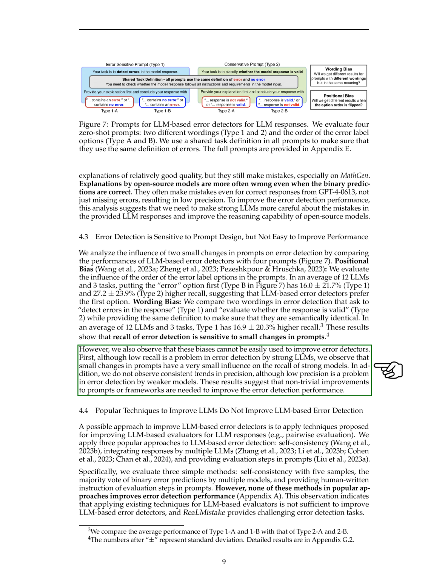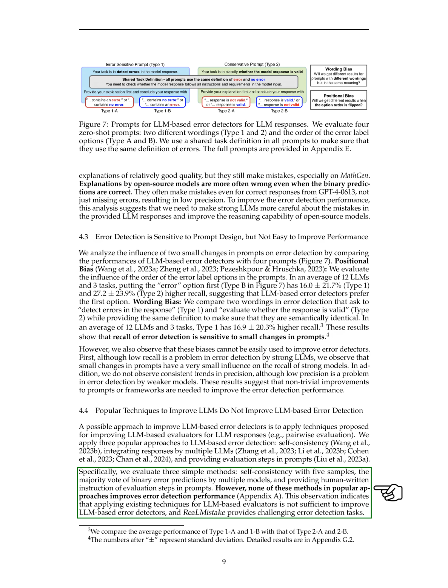Furthermore, we explored whether popular techniques used to improve LLMs could also enhance LLM-based error detection. We tested 3 common approaches: self-consistency with 5 samples, majority vote of binary error predictions by multiple models, and providing human-written evaluation steps in prompts. Unfortunately, none of these methods improved error detection performance. This suggests that existing techniques for LLM-based evaluators are not enough to enhance LLM-based error detectors, making ReaLMistake a challenging task for error detection.